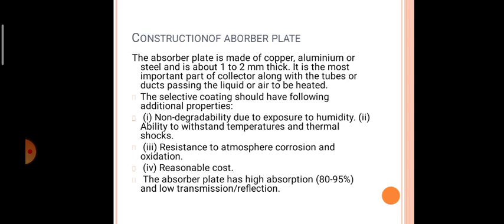And the most important part is its reasonable cost. The cost must be affordable by a middle class family. The absorber plate has a high absorption coefficient of 80 to 95% and low transmission and reflection. So this is all about our absorber plate.